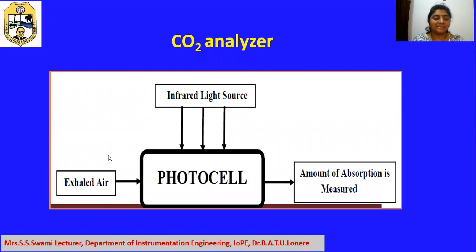Here, the exhaled air is there, a photocell and an infrared light source are there, and the amount of absorption is measured over here. When the exhaled air is passed through the photocell, infrared light is passed over it. The characteristic of this infrared light source is that it absorbs only the CO2 content from the gas, and O2 and N will not absorb. So when the exhaled air is passed through this photocell and at the same time the infrared light is passed over it, the amount of absorption of carbon dioxide is measured over here.